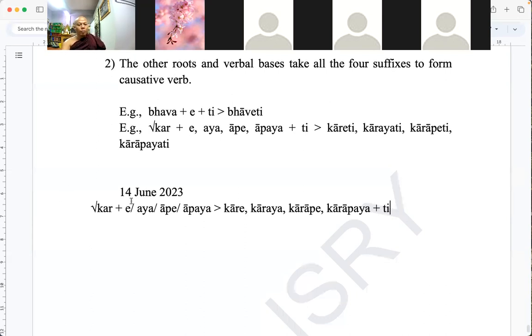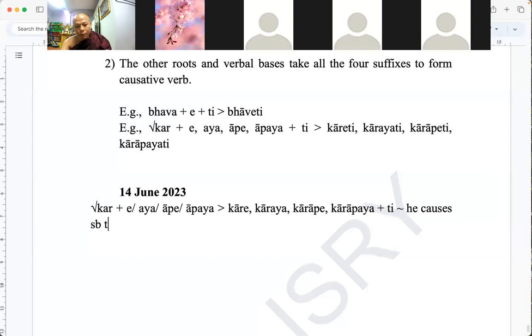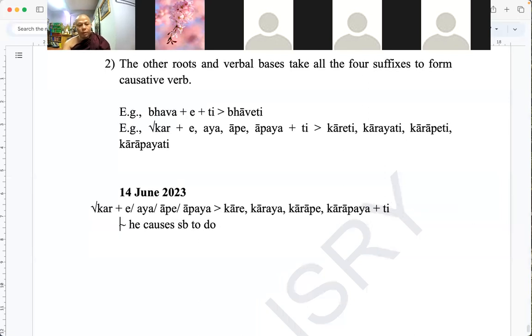But the suffix is of four kinds. That is why we have four different forms, but the meaning is the same. So root kar means to do. So he causes somebody to do. The meaning is in this way. Okay. He causes somebody to do.